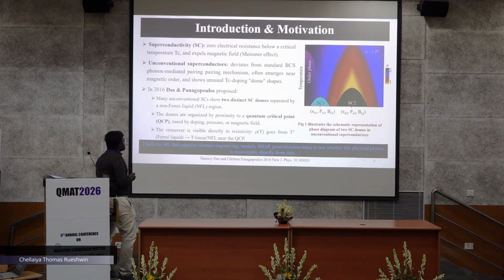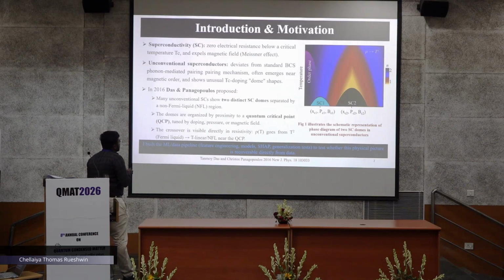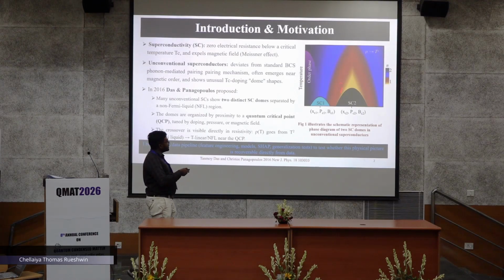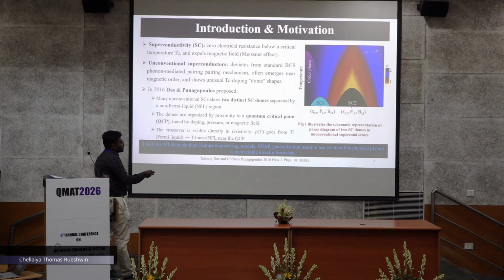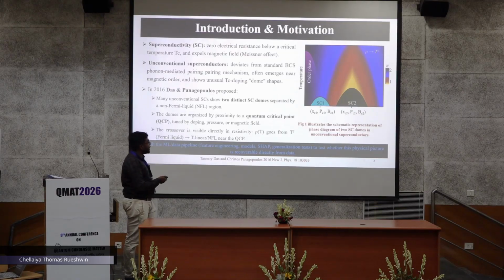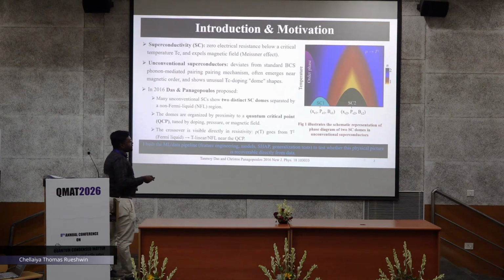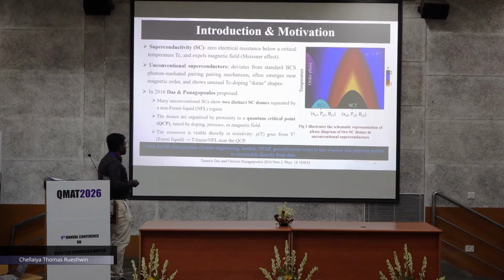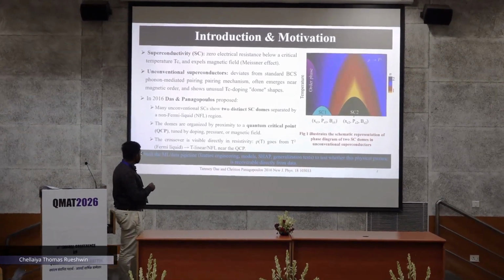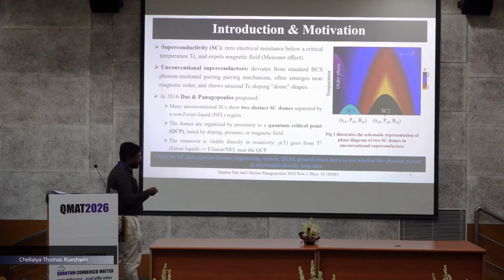In 2016, Das and Panagopoulos proposed that many unconventional superconductors have two domes. Here it is showing two domes, and these two domes can be observed near the QCP, the quantum critical point, where at 0 Kelvin, with tuning parameters like doping or pressure or anything other than temperature fluctuation, we can find the two domes. There is also a crossover, which was visible in the resistivity that you can see here.